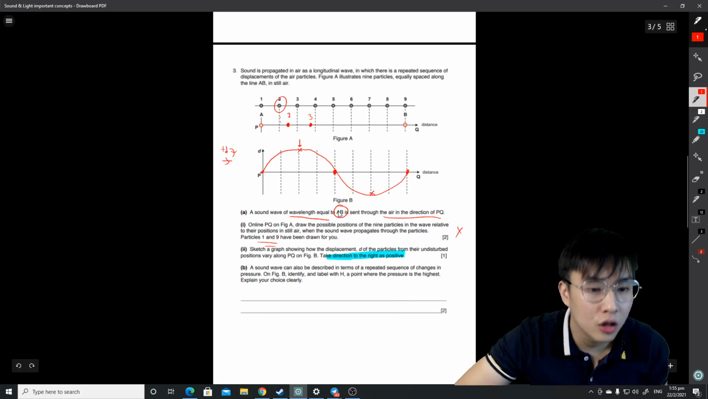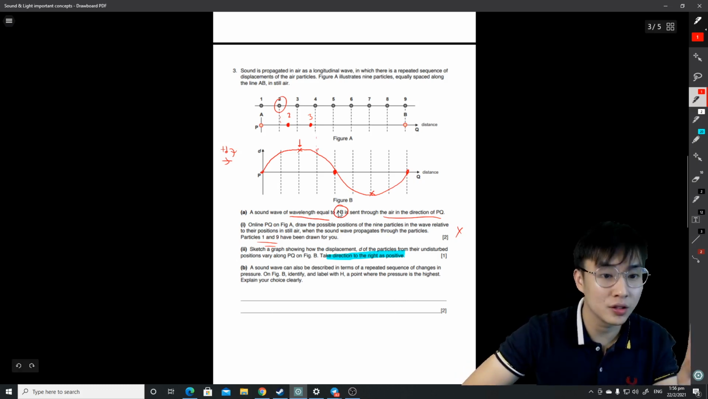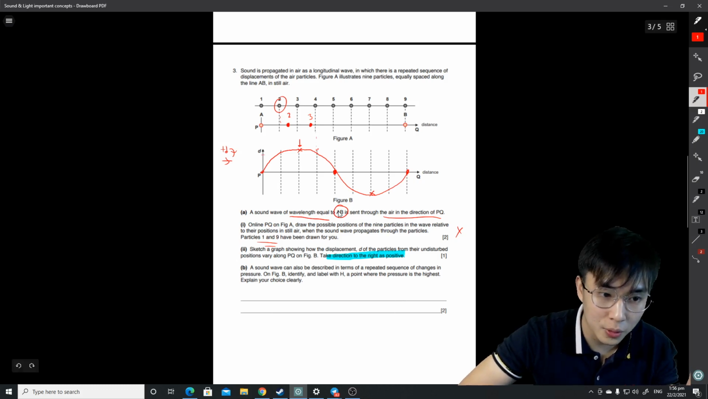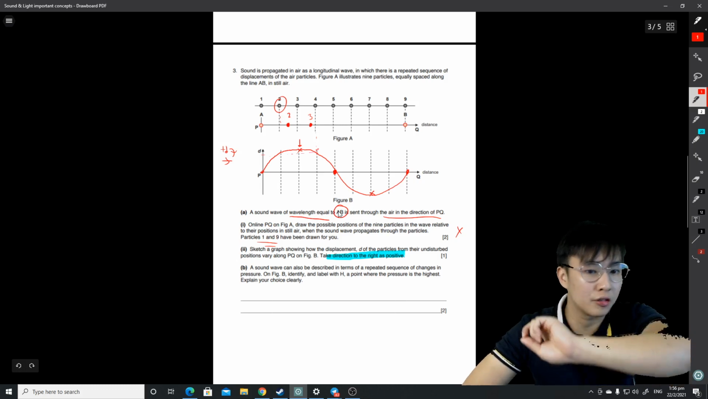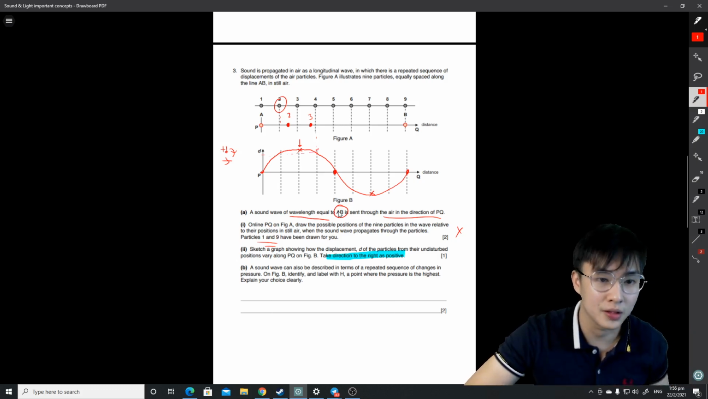Okay, look at 4. Particle 4 is corresponding here, right? Same thing, it still has high positive displacement. Positive still, can you see it's positive displacement? Right, this is more than 0, so it's positive. So it's still moving to the right. Okay, but it's not as far as 3 was from its rest position.